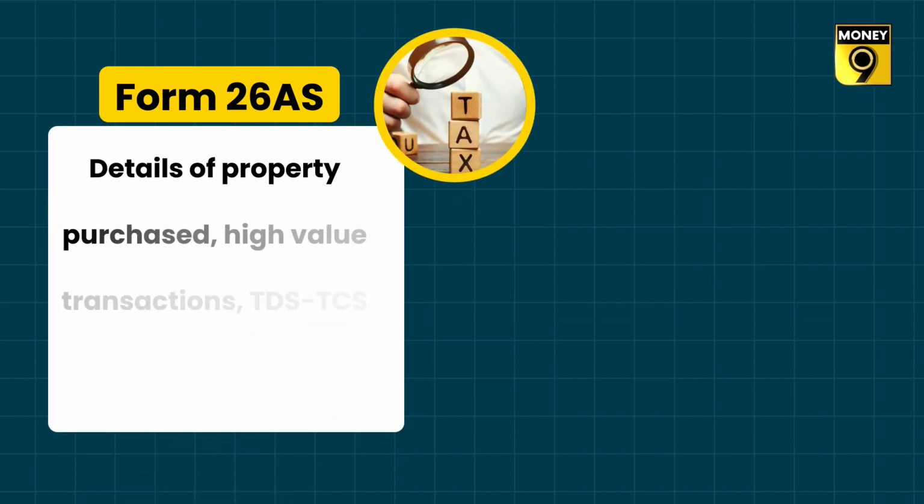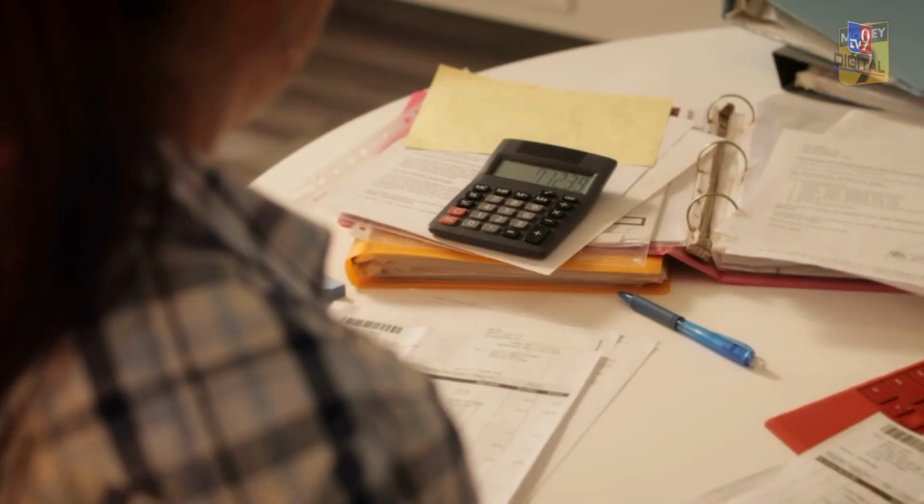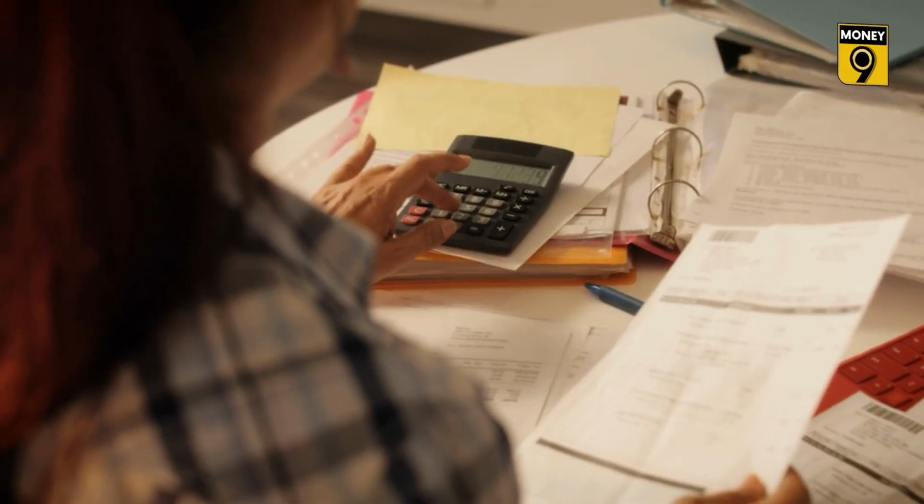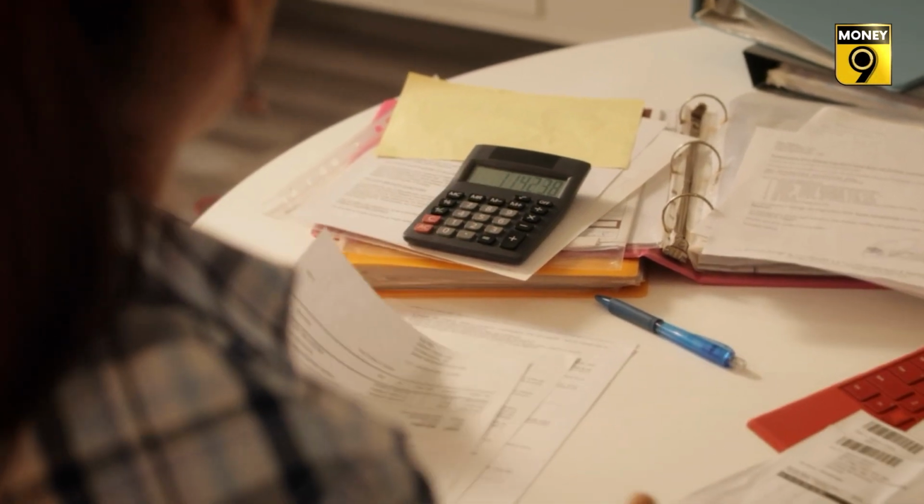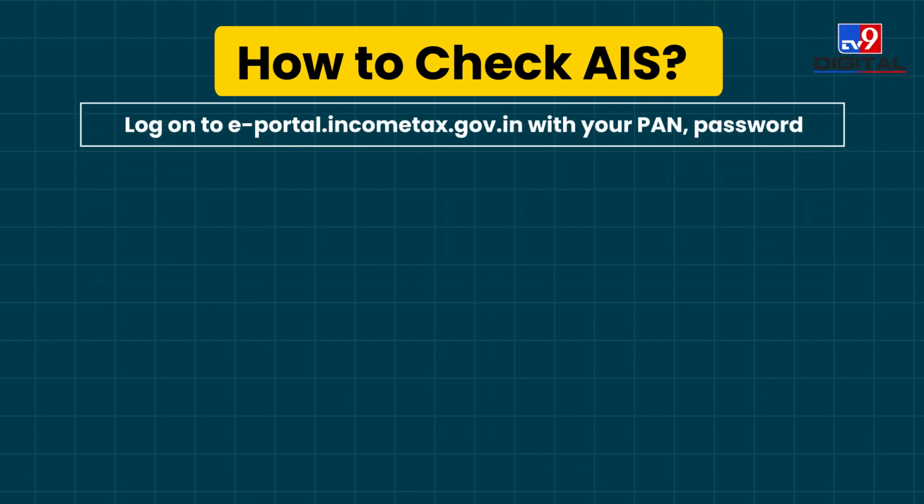While Form 26AS contains information about property purchases made during the financial year, high-value investments and TDS/TCS details, AIS, in addition to all these details, reports more than 50 transactions such as interest on savings account, dividend, rent, interest on deposits, purchase and sale of securities or immovable property, tax refunds and GST turnover. This information reaches the Income Tax Department from various sources such as banks, mutual funds, registry offices, credit card companies, etc.